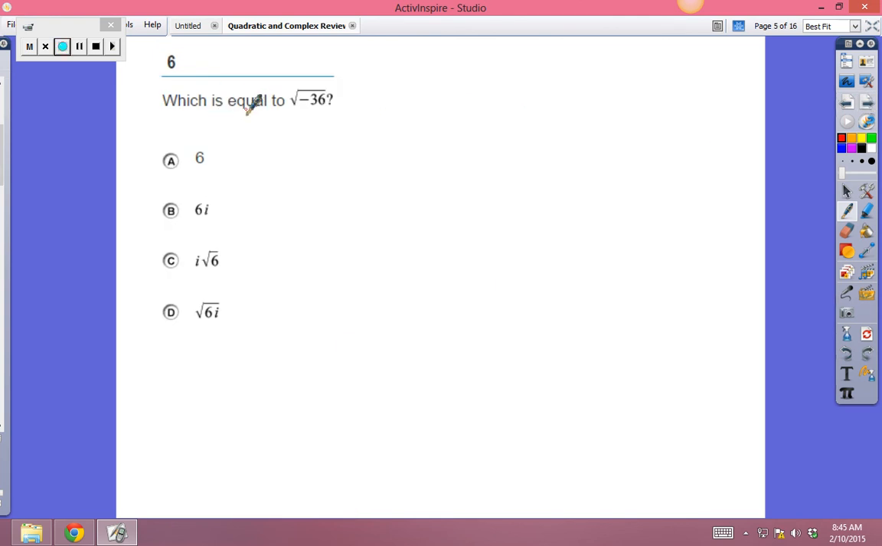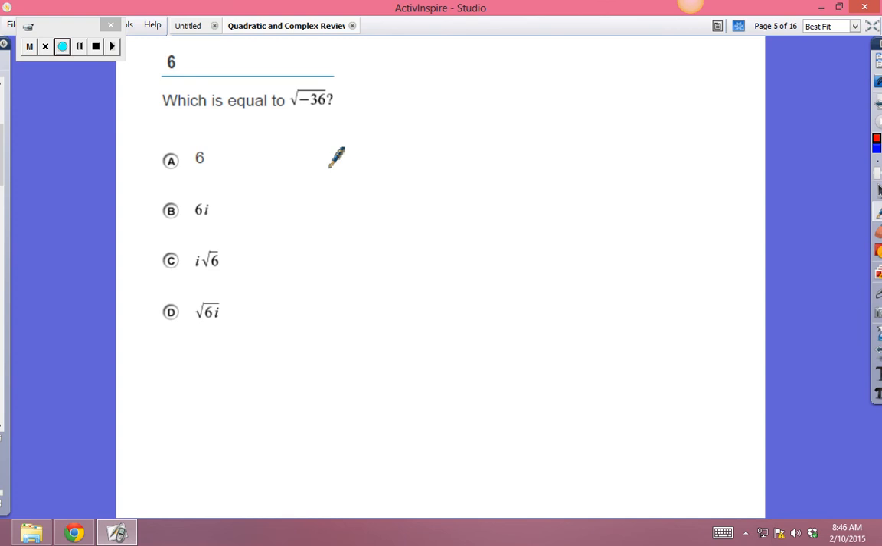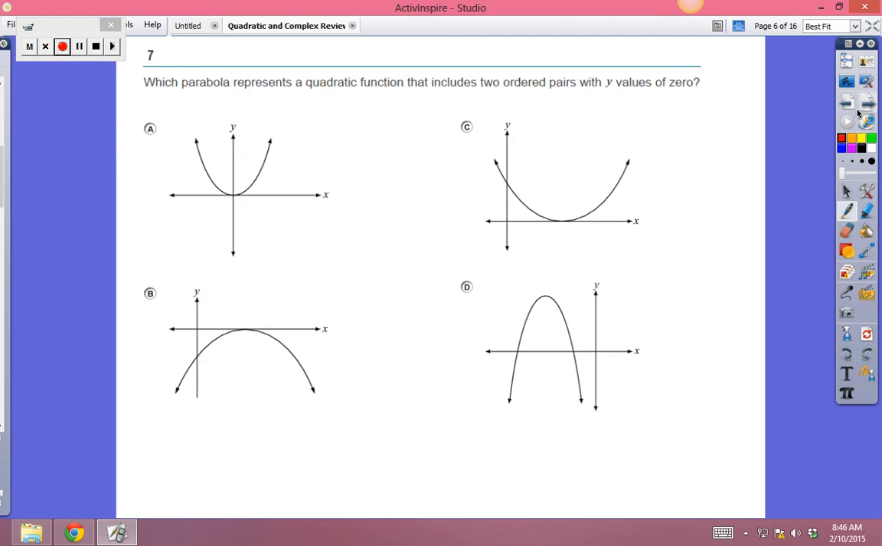Okay, what is the equivalent of the square root of negative 36? Square root of negative 36, first you got to take the negative out, so that's going to be an imaginary. And then 36 is a perfect square, so it's going to be 6 imaginaries. So if you ever have a square root of a negative, take it out as an imaginary.